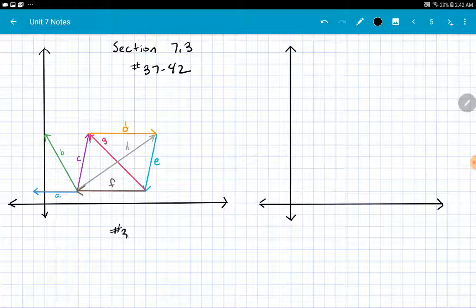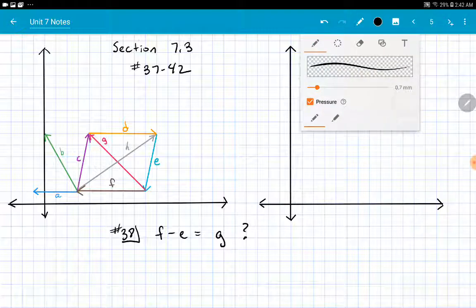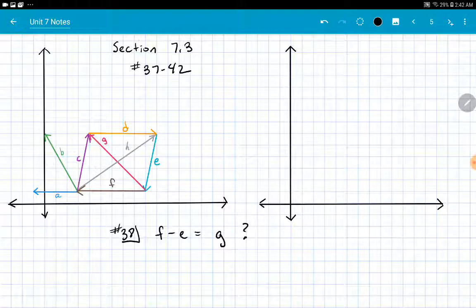Number 38 says F minus E equals G, and it's a true or false question. So we need to look at what is F minus E. There are a couple different ways to do this, but one way would be to think about it visually, and kind of imagining moving F and E in the coordinate plane.